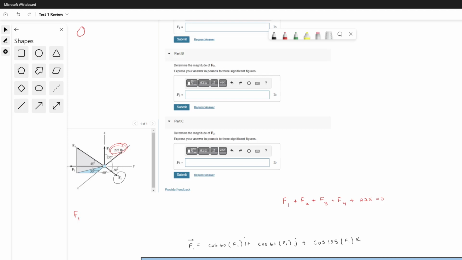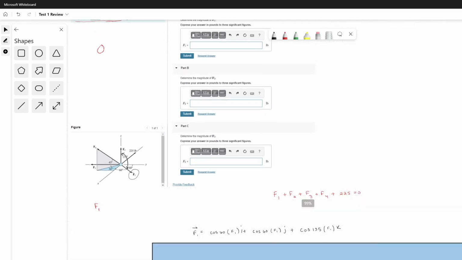And then we do the same thing for the z axis. As you can see, this angle right here that goes from the z axis to F1 is 135. Since the angle is not adjacent, we use the cosine of 135 times the force F1, k. Okay, and then we pretty much do the same thing for every single force.